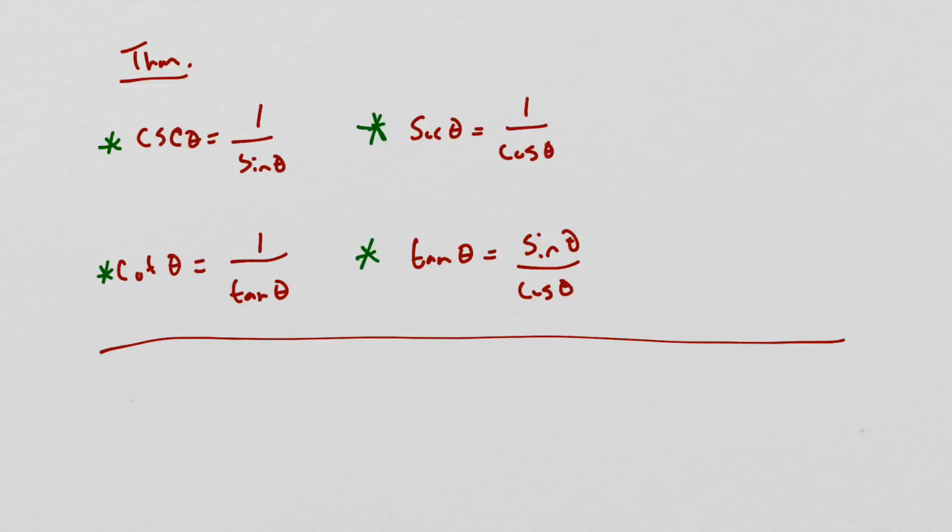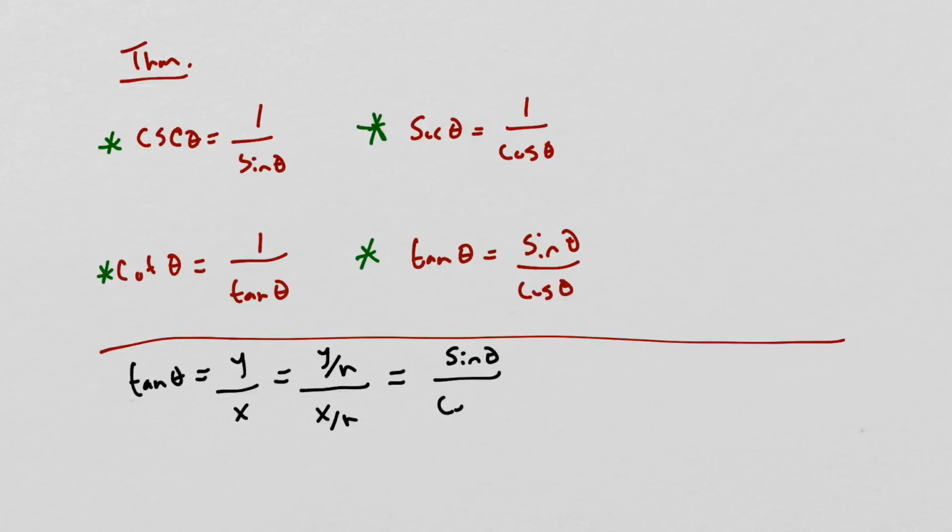Let's look at tan theta. By definition, tan theta is going to be equal to the opposite side divided by the adjacent side, which is y divided by x. Multiplying the top and the bottom by r, we can rewrite this as y divided by r, divided by x divided by r, where r is the radius of our triangle. Then this is equal to sine theta divided by cosine theta.